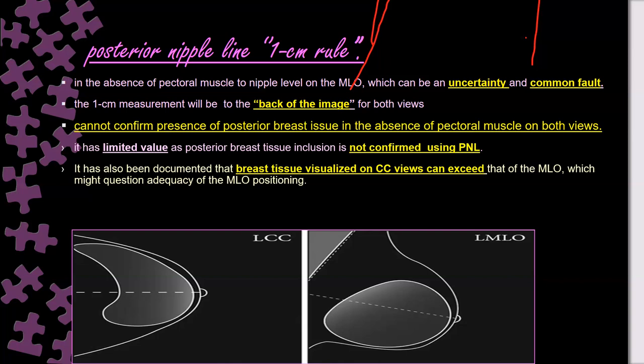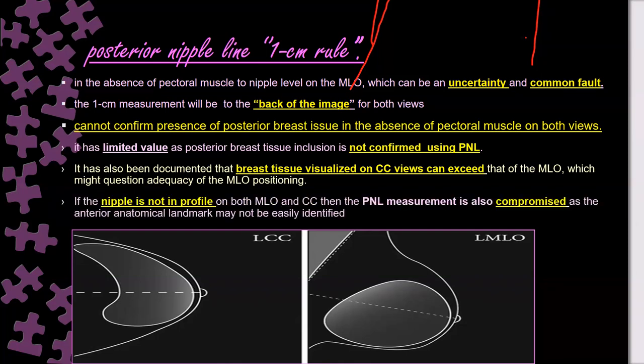Last, as I told you, there might be posterior tissue inclusion on the CC view that exceeds the MLO. And I had in my experience some cases where we found that we had an optimum CC, and the posterior nipple line on CC exceeded the MLO, and we repeated the MLO and it became optimal.